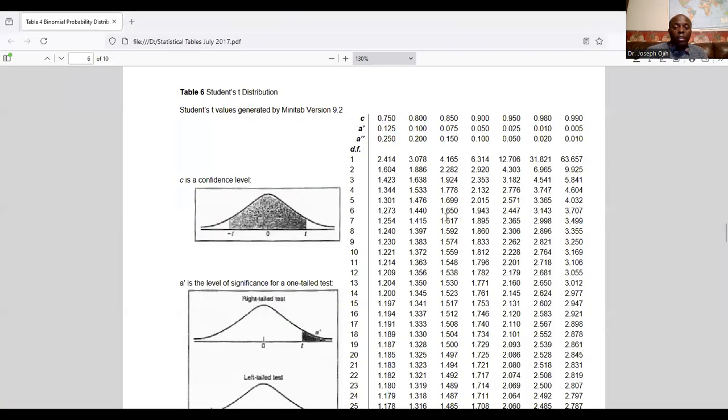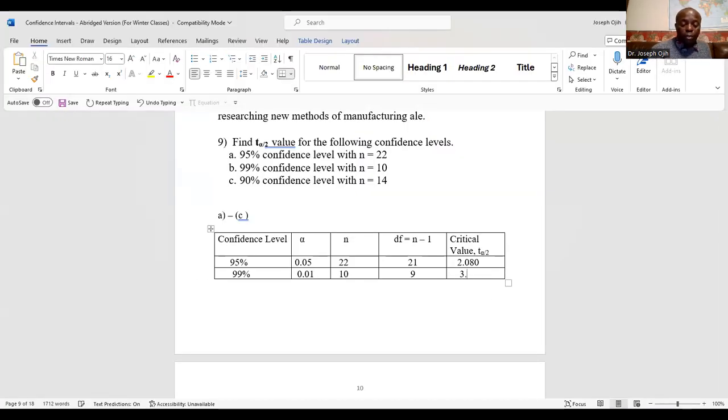So alpha 0.01 is right here. With 9 degrees of freedom, 9 degrees of freedom is right here. 0.01 right there, with 9 degrees of freedom, that's 3.250. So that's how you use the table. That's how you get the critical value from the table.